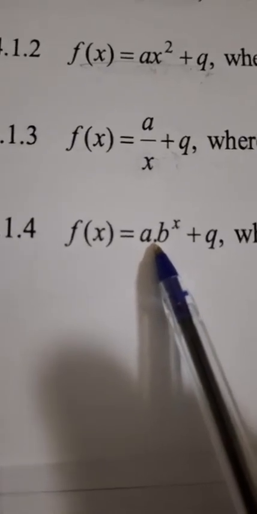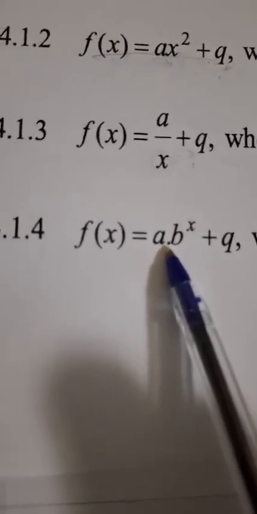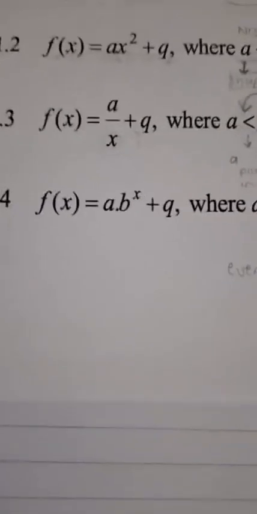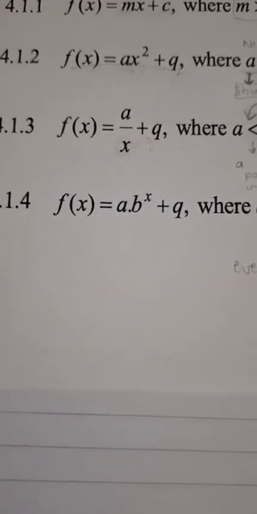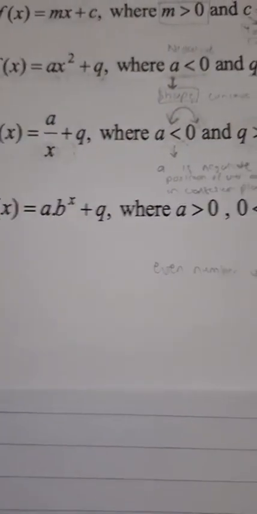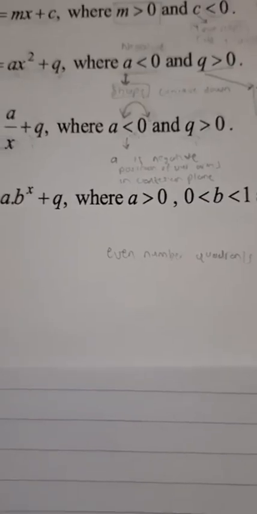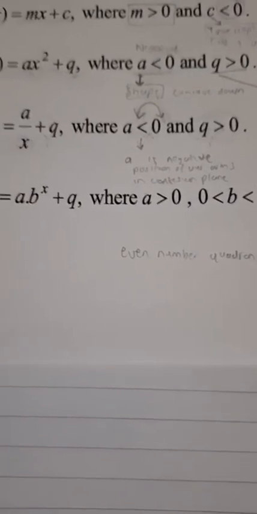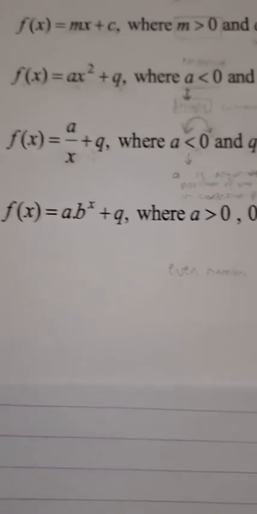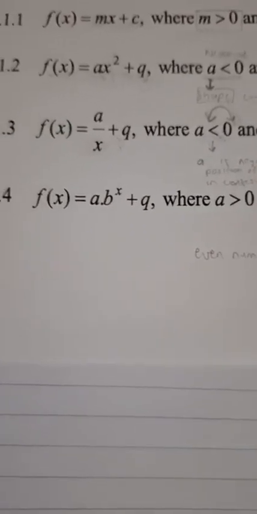So when A is greater than 0, it would definitely be that it is in the first and the third quadrant. So A greater than 0 means your odd number quadrants. But A less than 0 means your even number quadrants. If you've gotten that down, then we are good.